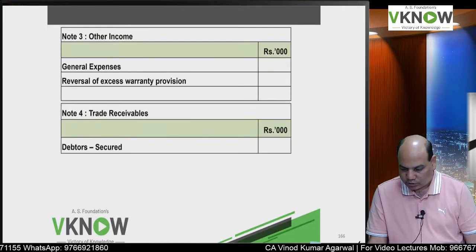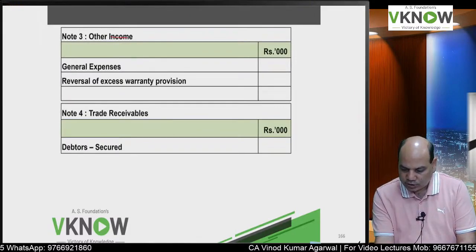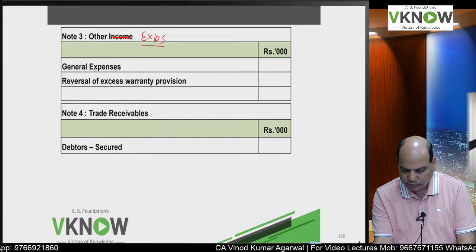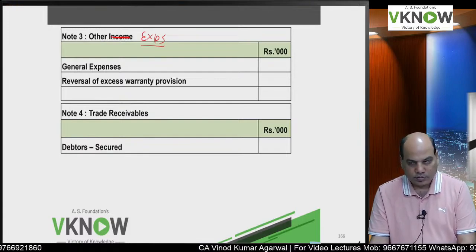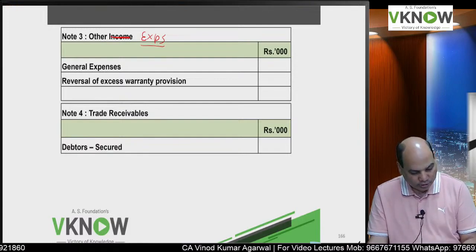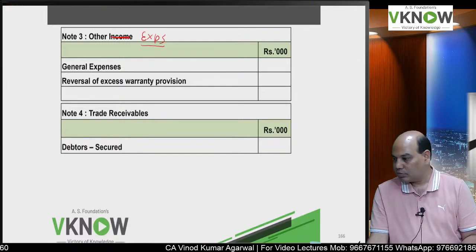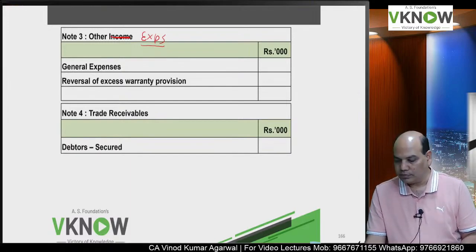Just make a small correction. Note 3 is other income. You make it other expense. Note number 3 heading is other expense. Okay, so how do you solve?